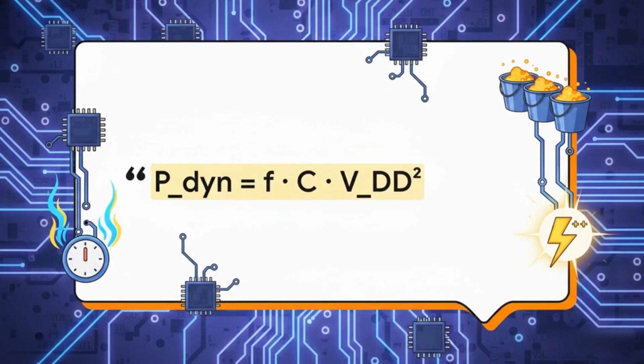This leads us to what is probably the single most important equation in modern chip design. Dynamic power is equal to F, the frequency or switching, times C, the capacitance or size of those buckets, times VDD squared, that's the supply voltage, squared. This is the fundamental recipe for power and heat.